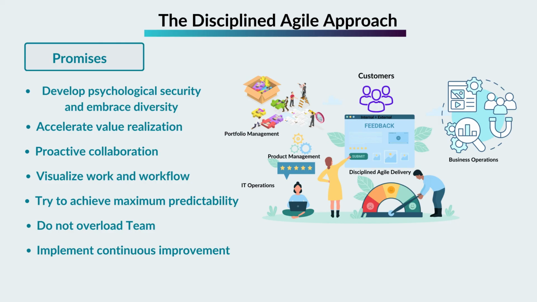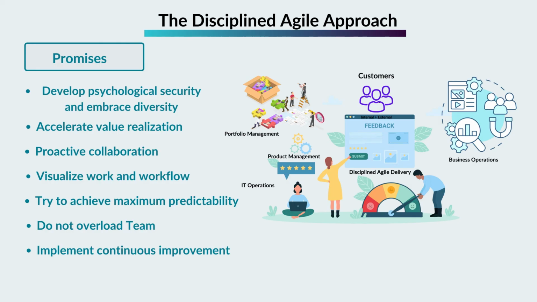Visualize work and workflow: in disciplined agile, teams will visualize the work of both individuals and teams to understand how they are performing. The main focus is on the work in progress queue and efforts to reduce it. Try to achieve maximum predictability: the disciplined agile team always works towards improving the predictability of work, so that the commitments made to the stakeholders are delivered on time. All previous commitment delivery timelines are referenced for improving the accuracy of the predictability.